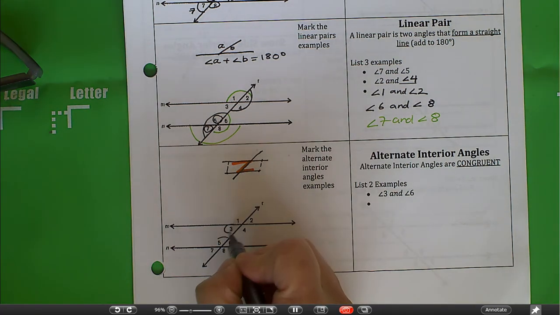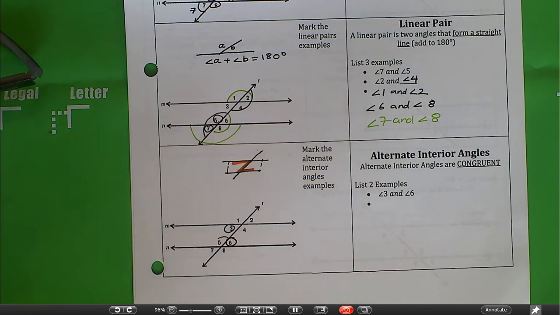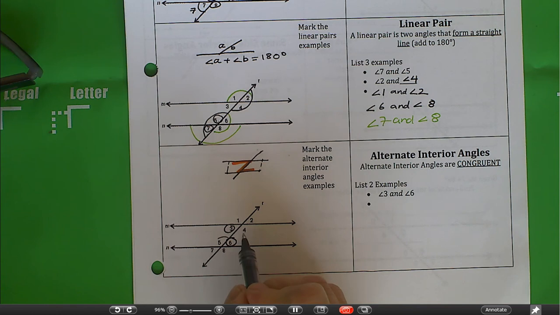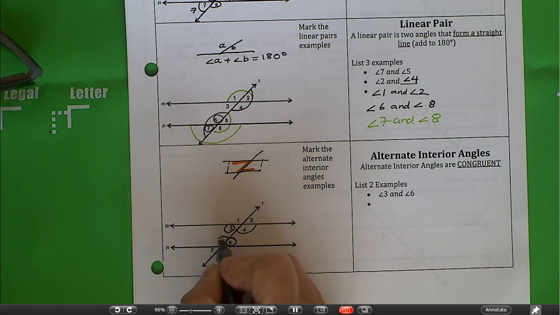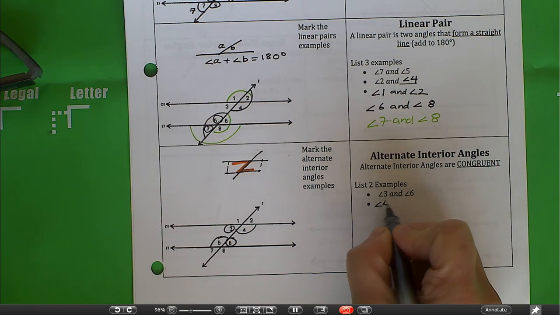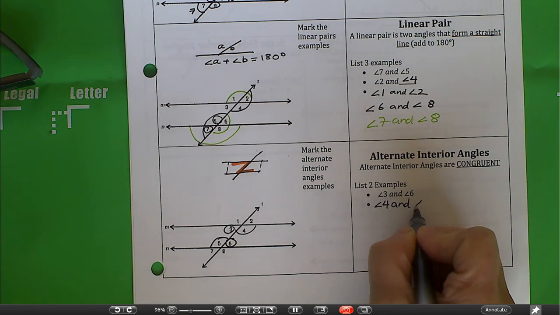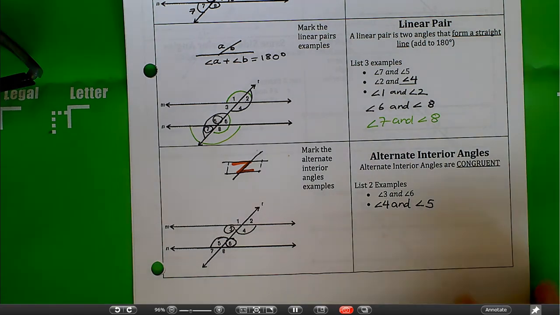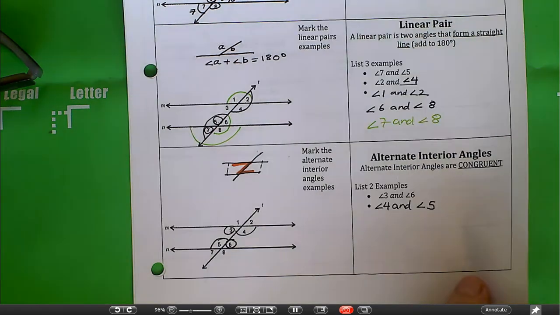So we have 3 and 6. There we go. And another example is 4 and 5. Those are our interior angles. Let's turn the page.